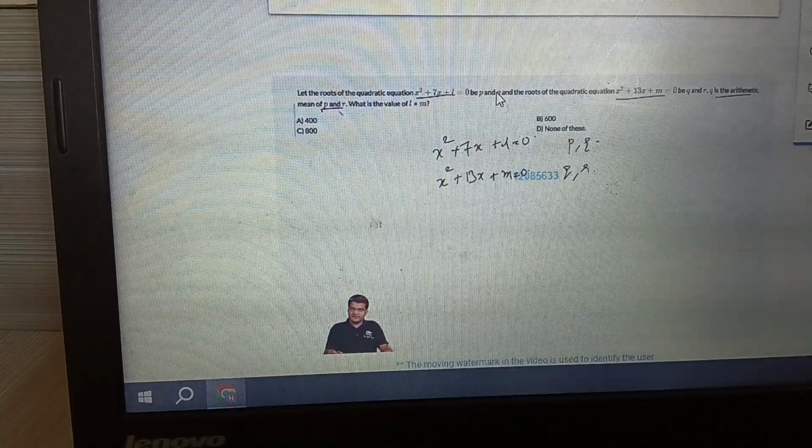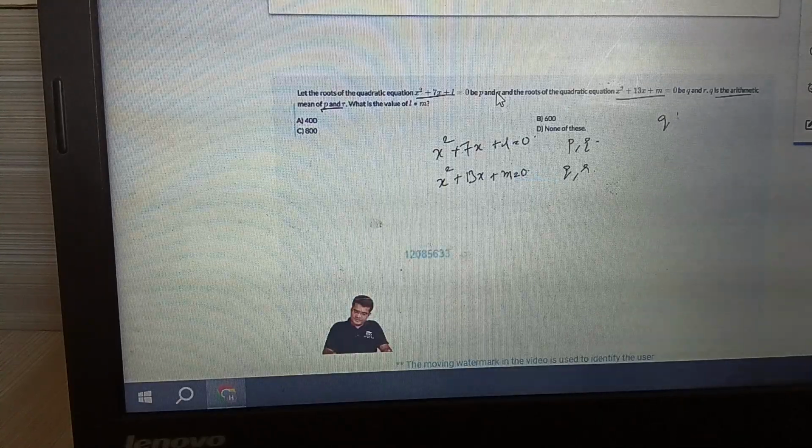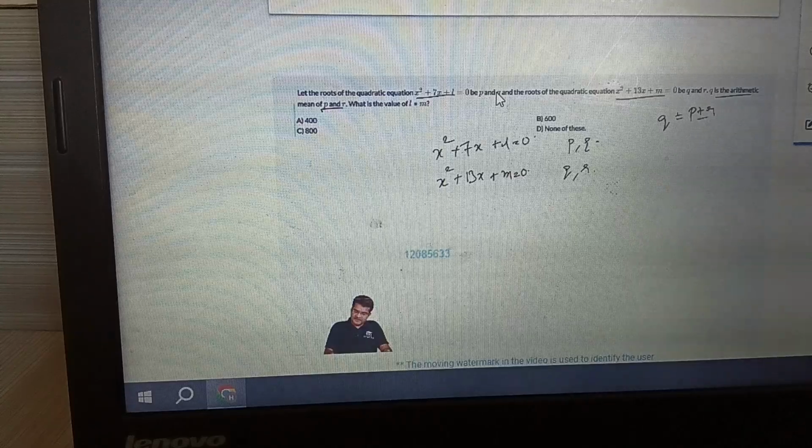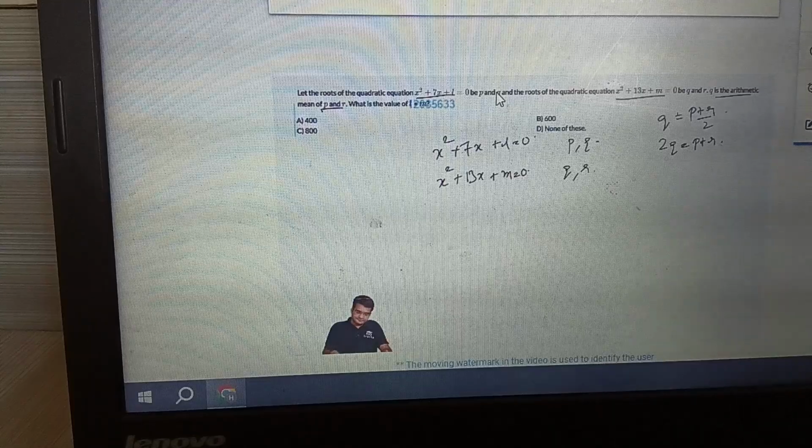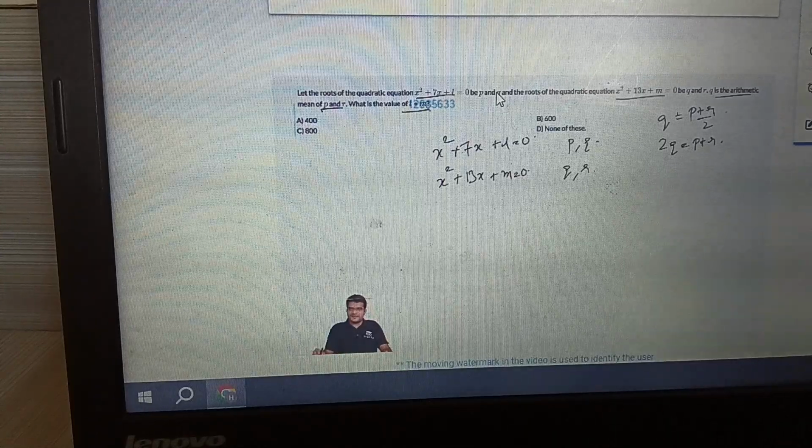If Q is the arithmetic mean of P and R, it would mean that Q is equal to P plus R divided by 2, or 2Q is equal to P plus R. We are required to find out the value of L into M.